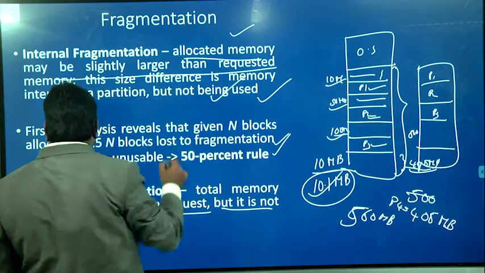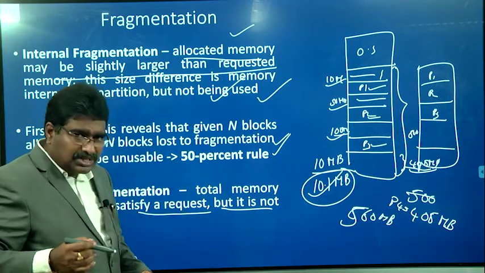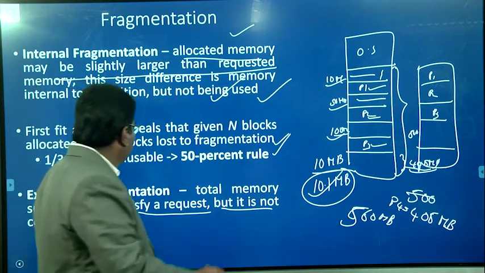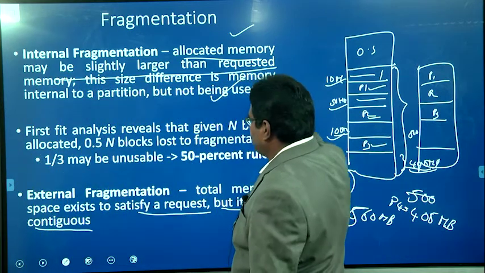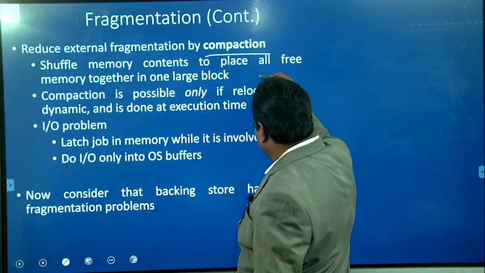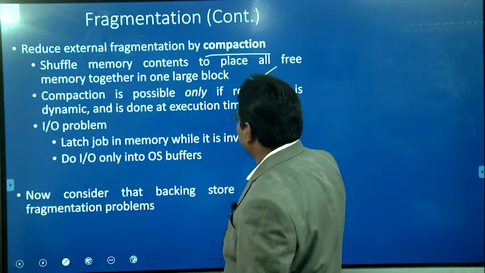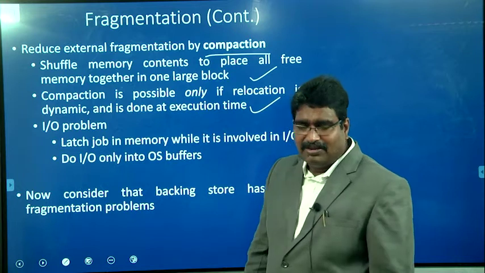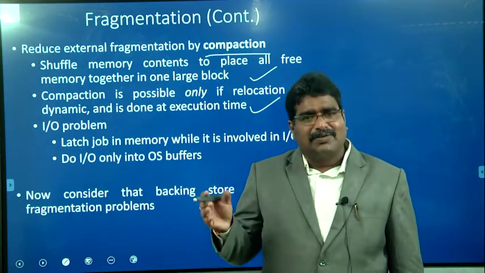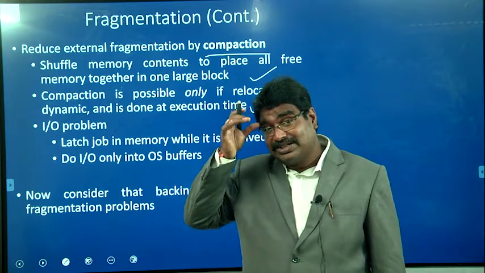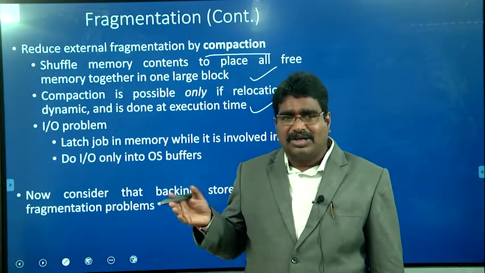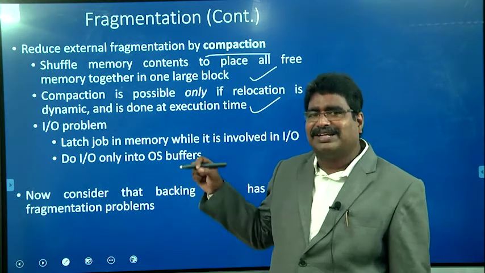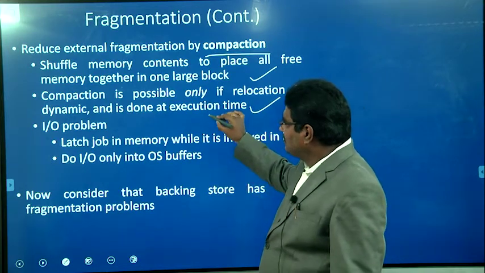Using compaction, we are able to move the processes to one side to generate a contiguous free space. Then using that contiguous free space, it is possible to allocate it to another process. So we are able to eliminate the external fragmentation by using compaction. Compaction is possible only if relocation is dynamic and is done at execution time. If the binding is done at compilation time or loading time, relocation is not possible, so it is not possible to apply compaction. If the address binding is done dynamically, then only is compaction possible to implement.